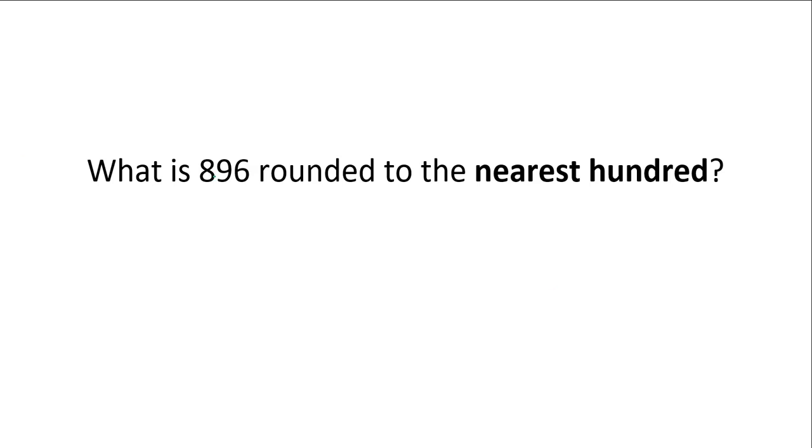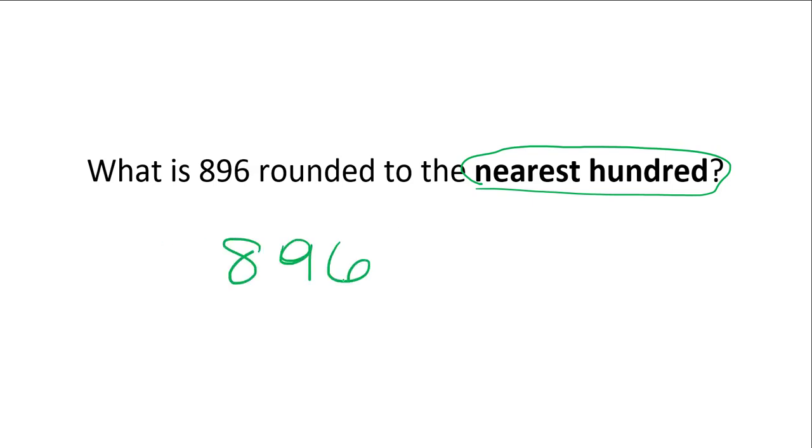Let's work on this one together. What is 896 rounded to the nearest 100? I like how they made it bold so that it really catches my attention. So make sure you're focusing on the hundreds place value. 896. Underline the digit in the hundreds place. You got it. Then what do we do? Look next door. If it's 5 or more, it causes the underlined digit to go up by 1.